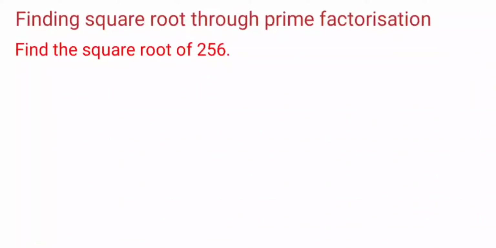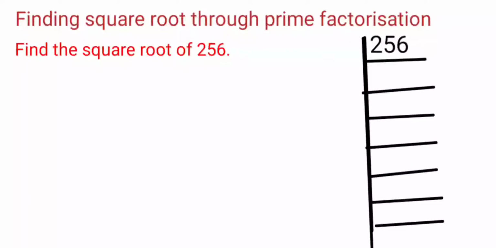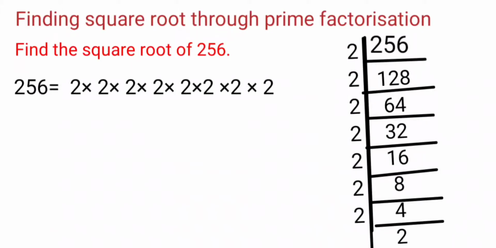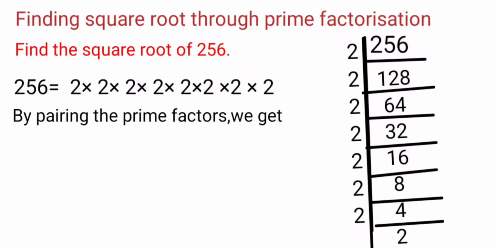Next, find the square root of 256 through the prime factorization method. In this method we find the factors of 256. As 256 is an even number, we can take 2. So these are the factors of 256. By pairing the prime factors, we can pair these factors.